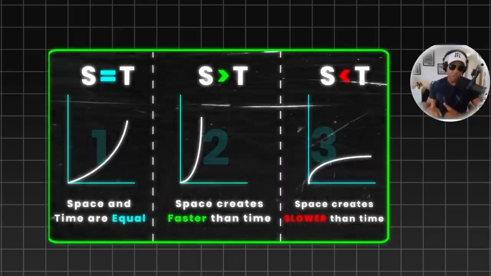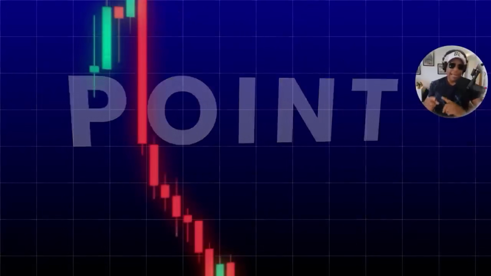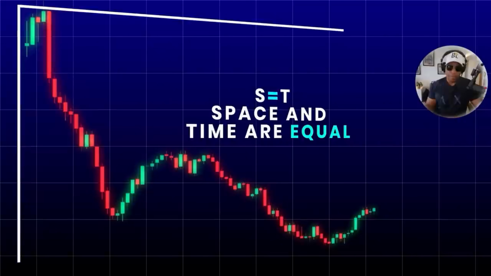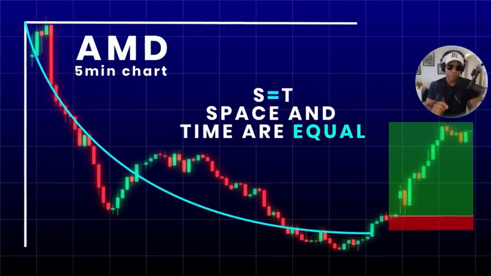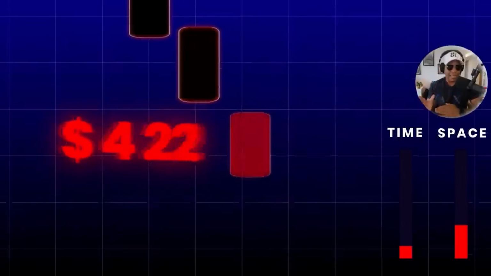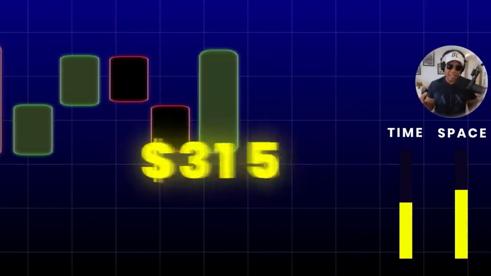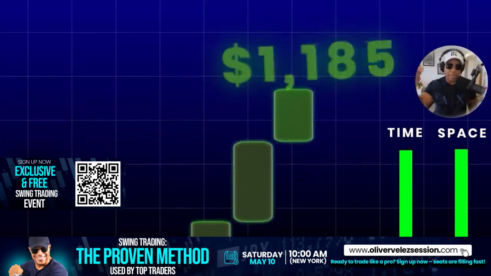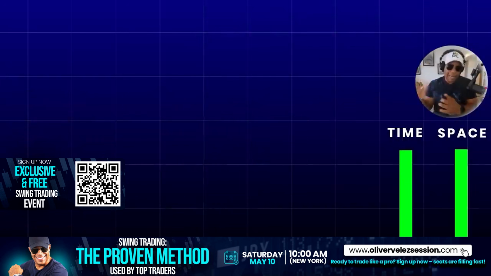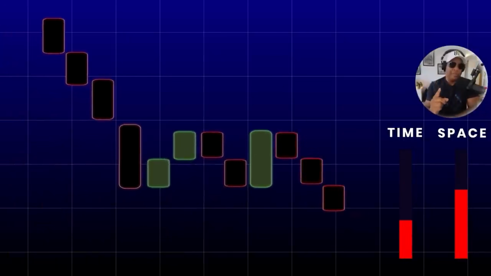And I'm going to go to charts to show you this. But here's the main point before we go to charts. It is when they are equal that we find the most powerful turning points in a stock. It is when a stock has produced price space, and time to produce that space, in equal proportion, more or less, that a turn is more likely. It is when they are not equal that an attempt to turn is usually false.